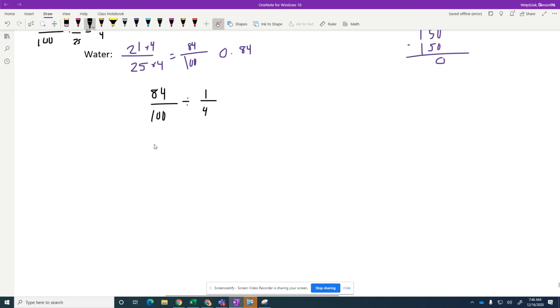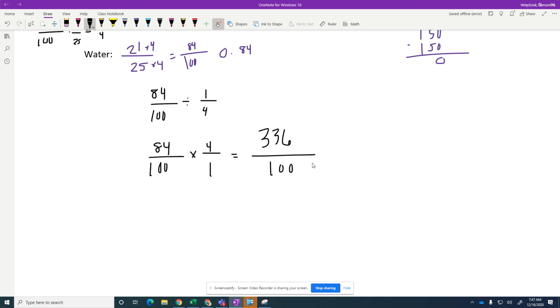Now when I do that, I know that dividing by a fraction is really just multiplying by the reciprocal. So we'd really be multiplying by 4 over 1. And I would do 84 times 4 first. And 84 times 4 is 336. And 100 times 1 is 100.